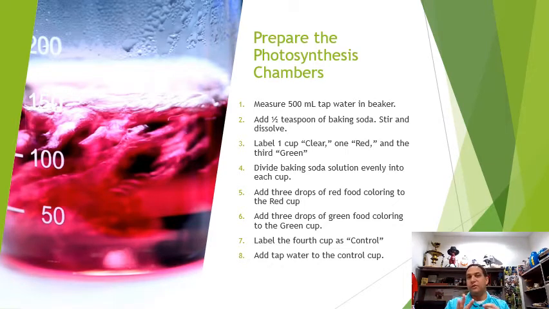All right, so 3 cups are done with baking soda solution, a red one, a green one, and a clear one. Next, you need to take a 4th cup and label that as your control. That 4th cup is going to just have water in it, no baking soda. Okay, if we don't have baking soda, we don't have carbon dioxide, we expect there to be a low level of photosynthesis occurring.